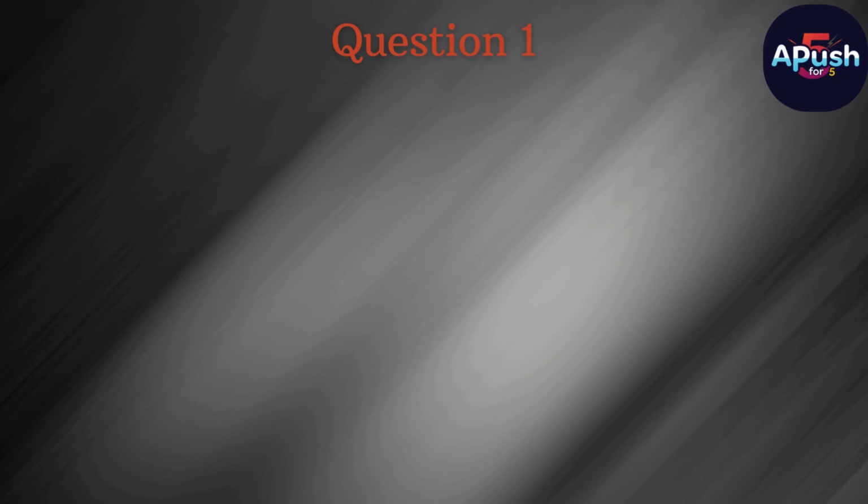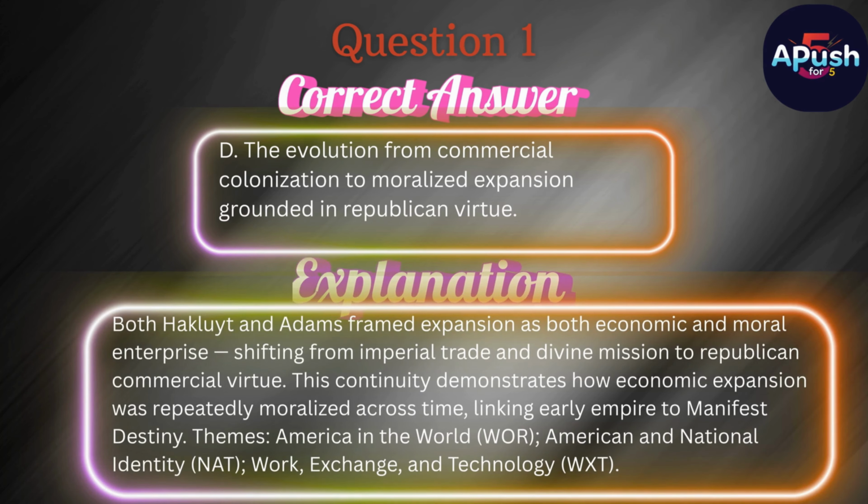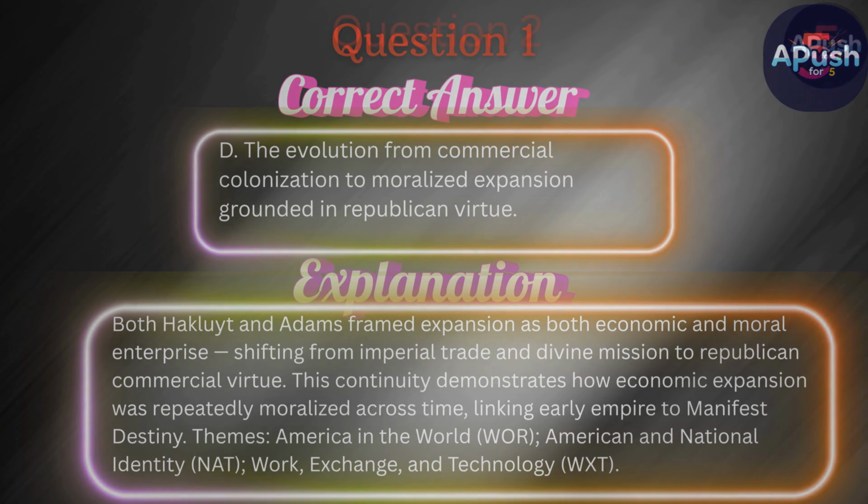The correct answer is D. The evolution from commercial colonization to moralized expansion grounded in republican virtue. Both Hakluyt and Adams framed expansion as both an economic and moral enterprise, shifting from imperial trade and divine mission to republican commercial virtue. This continuity demonstrates how economic expansion was repeatedly moralized across time, linking early empire to manifest destiny.